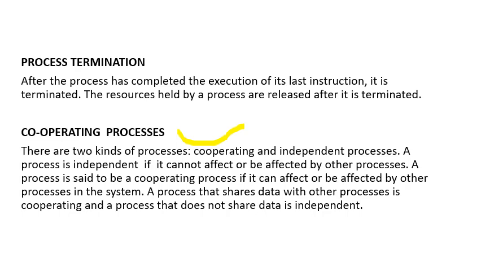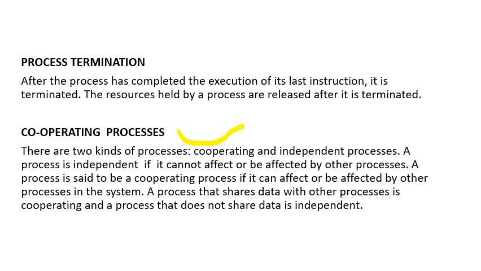Generally, there are two kinds of processes. One is the cooperating process and the second one is the independent process. A process which doesn't require any shared memory or resources, and which cannot affect or be affected by any other process, is an independent process. A process that shares data with another process, or affects or is affected by it, is called a cooperating process.